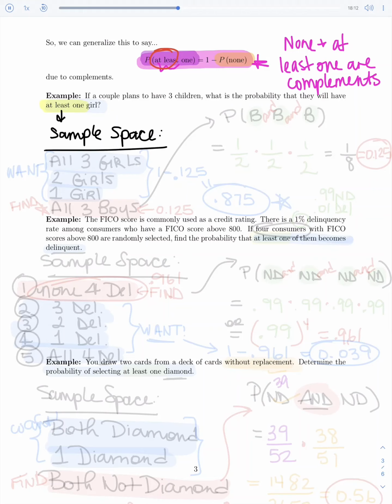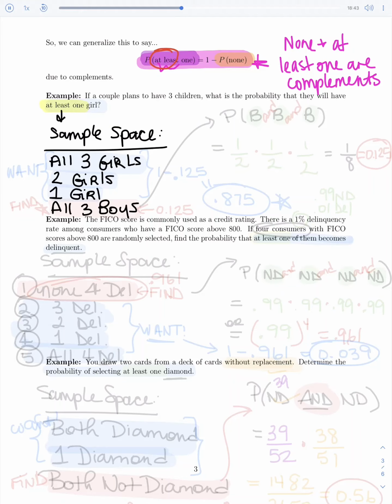So I have 3 children. What is the probability that I have at least one girl? Well, let's list out all their options. It could be that all 3 are girls, and let's work our way down. Or you could have only 2 girls, 1 girl, or you could have that all 3 are boys, or not girls. However you want to write it, it doesn't really matter.